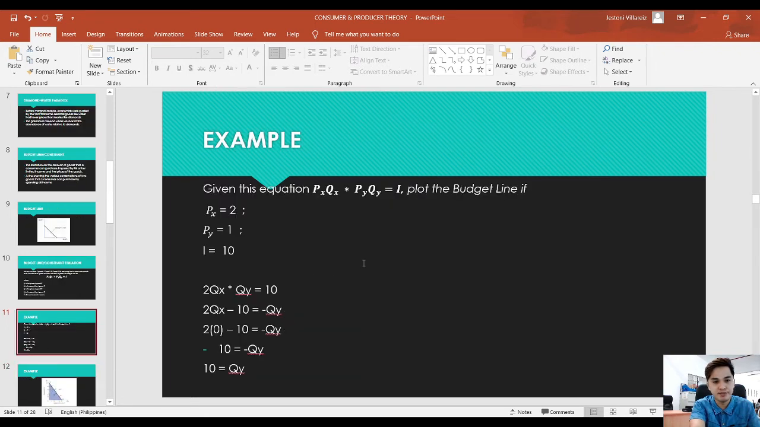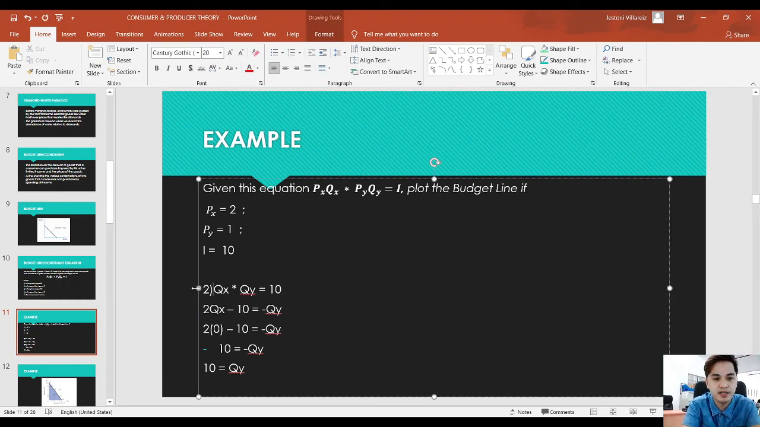Okay, numerical example. Given the equation earlier, plot the budget line if your PX, or price of X, is equal to 2, the price of Y is equal to 1, and your budget is 10. First, you just have to substitute. So PX is 2 times QX, and then PY, 1, times QY equals 10. 10 again is our budget.